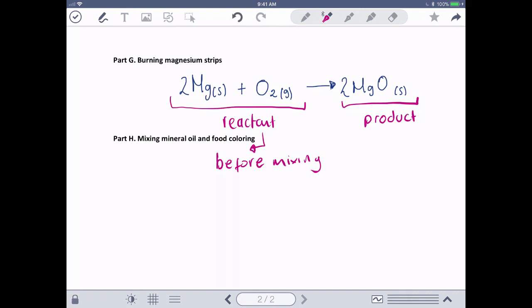Now, when it comes to mixing mineral oil and food coloring, we had water and we mixed mineral oil and food coloring, and we saw how it produced a mixture. We're not going to write a chemical equation for this because it is a mixture, not a chemical change. Now, what we just looked at should give you an idea of which of these changes were chemical changes. Pretty much all were chemical changes, except the iodine and the mixing of mineral oil and food coloring.